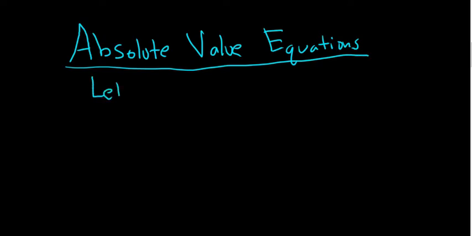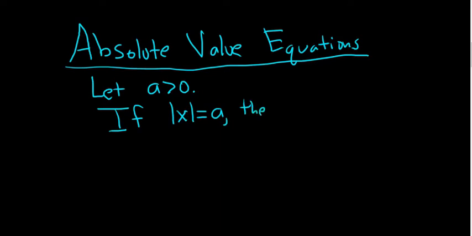So let A be a positive number, and we have the following statement. If the absolute value of x is equal to A, then, well, let's think about this. Let's see if we can figure out the property using our minds. So here's 0, and here's A, okay? The absolute value of x is the distance between x and 0. So we're saying that x is a number whose distance from 0 is equal to A.